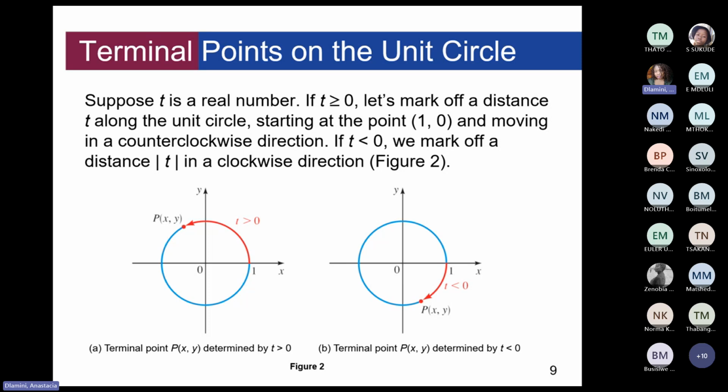Suppose t is a real number. Now they say if t is greater than or equal to 0, that means t is a positive number or equal to 0. Let's mark off a distance t along the unit circle. Because we're dealing with the unit circle, we will be moving on top of the unit circle like this. That whole blue part will be moving on top of there. Are we all together? Yes, ma'am.